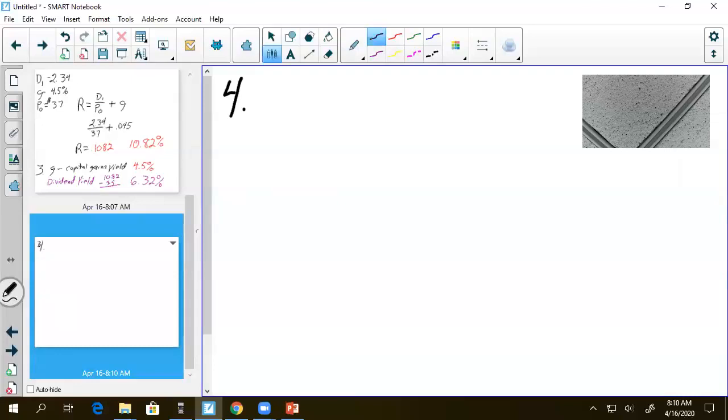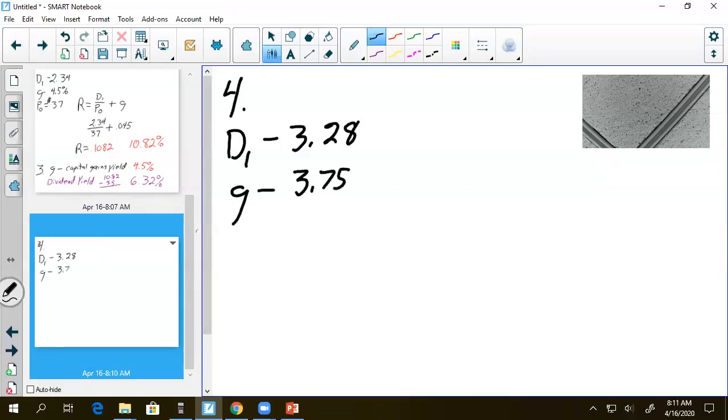Okay, let's look at number 4. Hudson will pay a dividend of $3.28 per share next year. Which D? D1. D1, 3.28. Very good. Okay. The company pledges to increase dividends by 3.75% indefinitely. If you require a 10% return on your investment, how much will you pay for the company's stock?